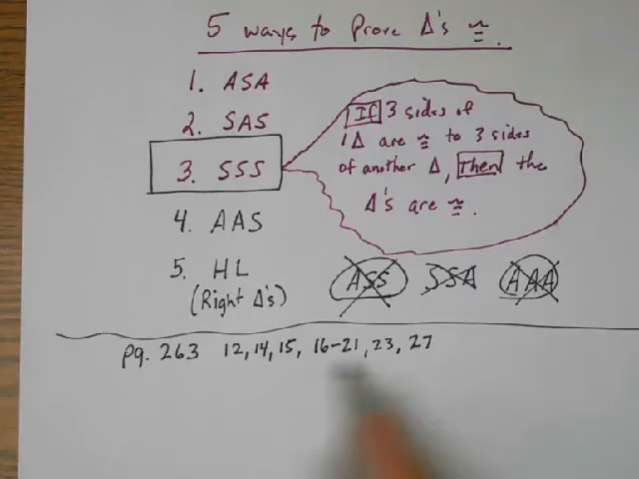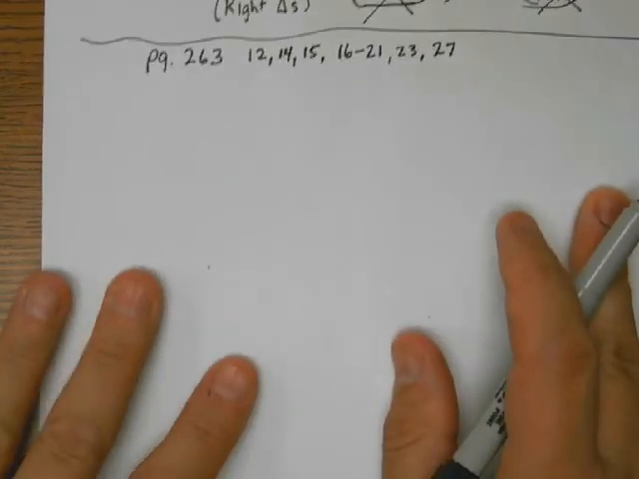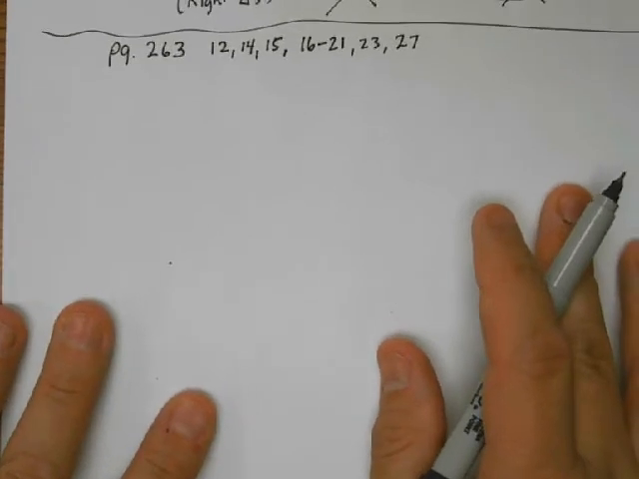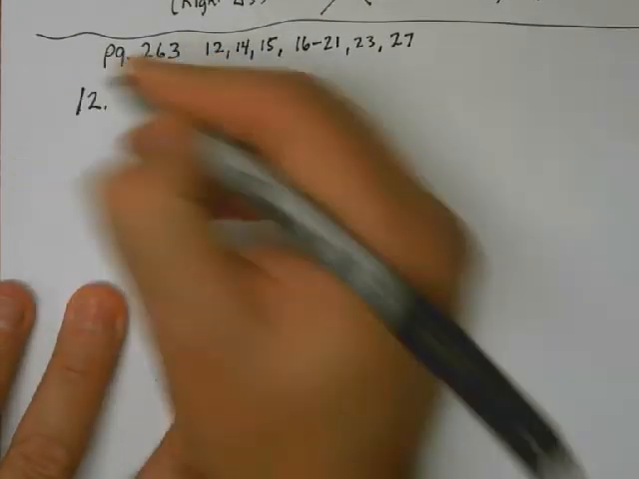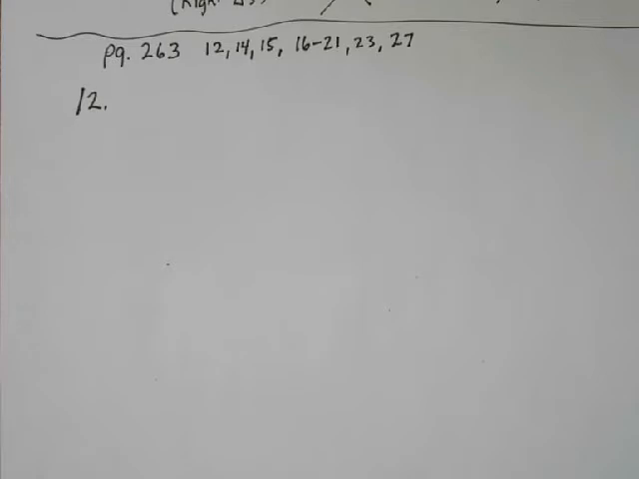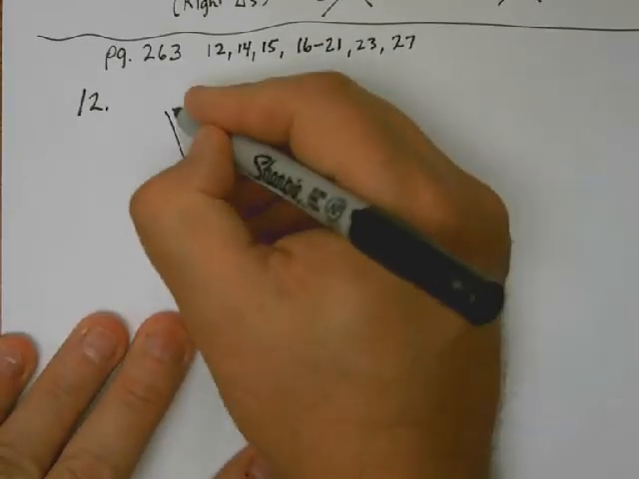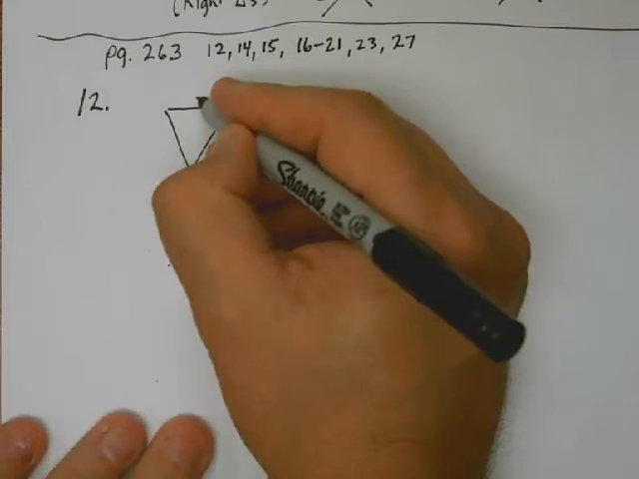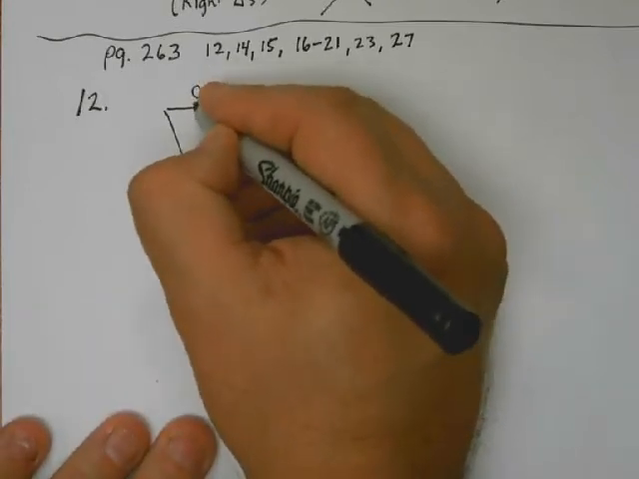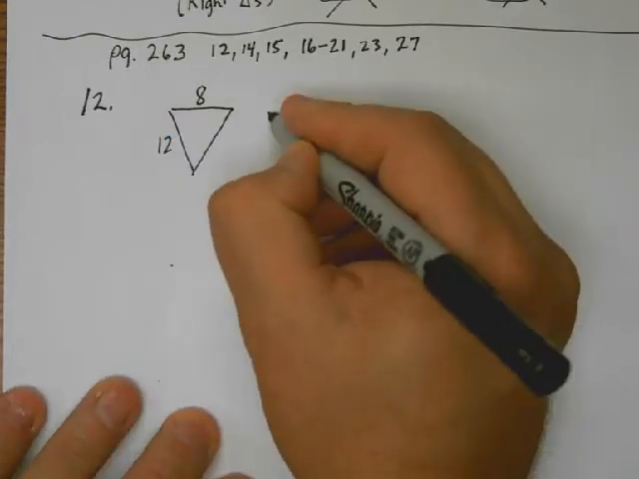Here are the problems that we're going to do for our homework. We're going to do 5 of these together, so have your book open. Let's start with number 12. Bo, help me out here. We've got a triangle over here. What's that length up there? 8. And what's this one over here? Okay, and then we've got a triangle.